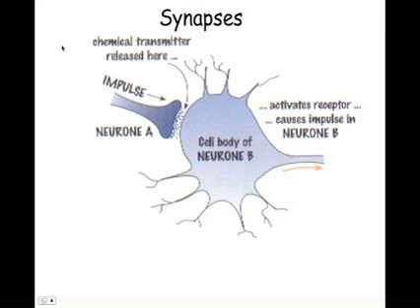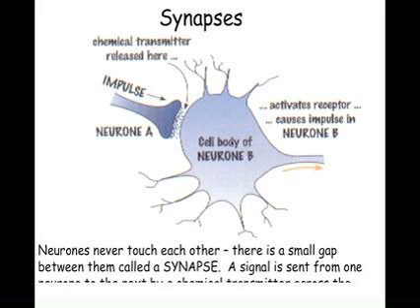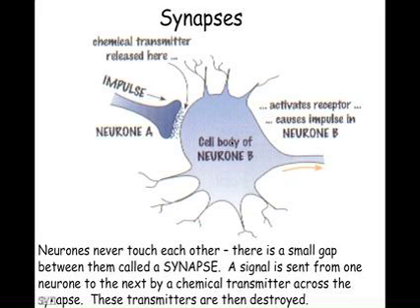Okay, for you higher level candidates, we also need to know about synapses. Nerve cells don't actually touch one another, so they need a way of transmitting the information from one cell to another, from neuron A, for example, to neuron B. This happens at these things called synapses. What happens is that a chemical messenger is released from neuron A, and it passes along this gap or synapse and activates neuron B.